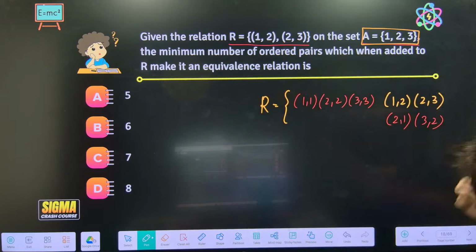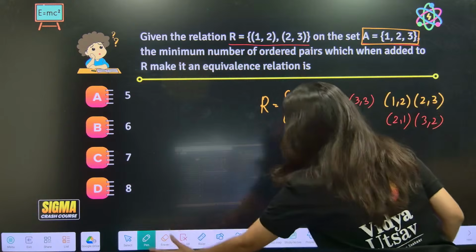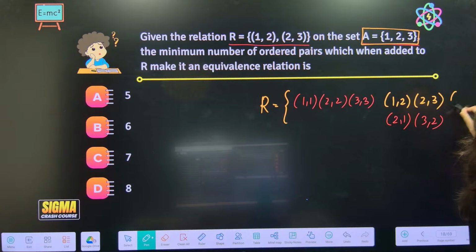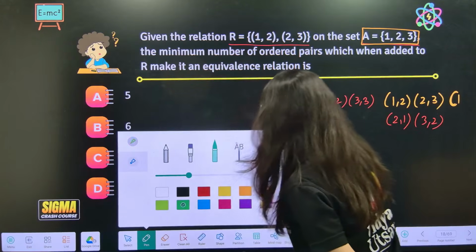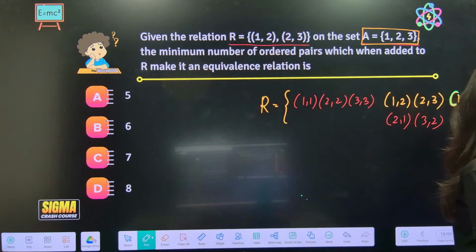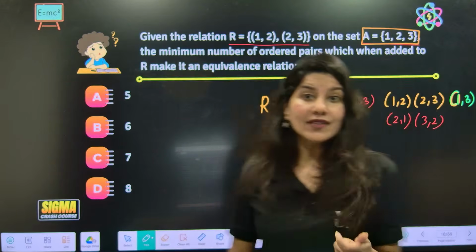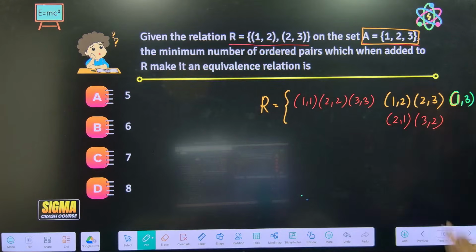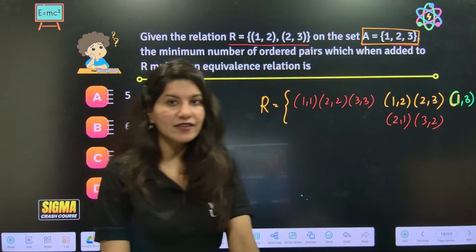Transitive, okay. So transitive, can you see 1 comma 2 and 2 comma 3 is there. 1 comma 2 and 2 comma 3 is right there. So where is 1 comma 3? So ma'am, add 1 comma 3 as well. And the moment you have added 1 comma 3, this is transitive as well. So now you'll be like, ma'am, 1, 2, 3, 4, 5, 6 ordered pairs. So I think the majority of students will mark 6 as the final answer.